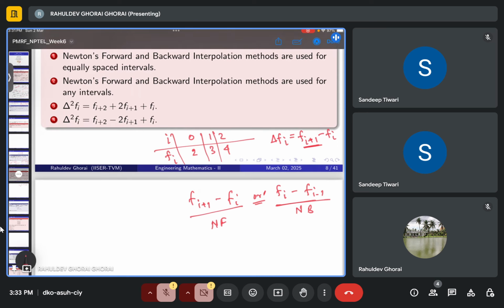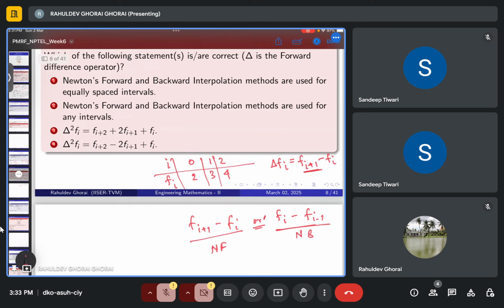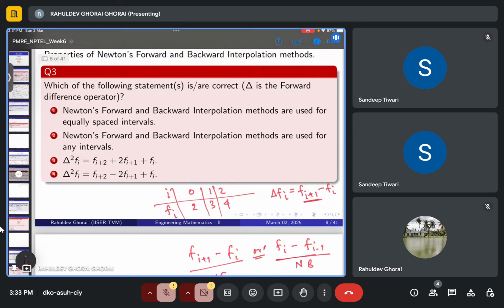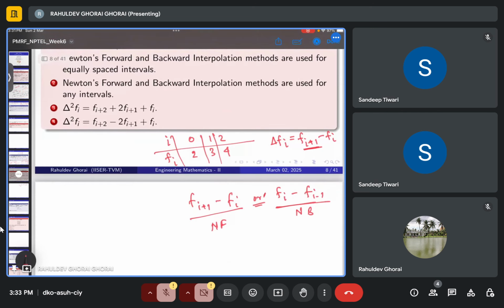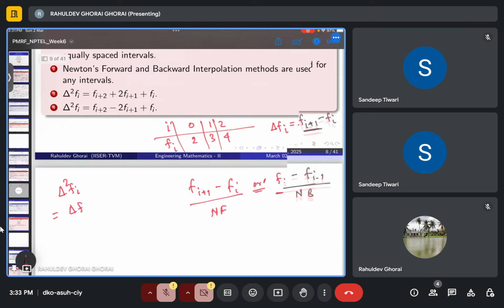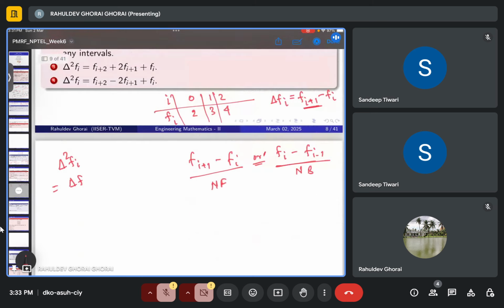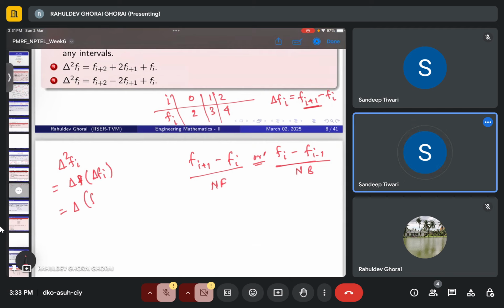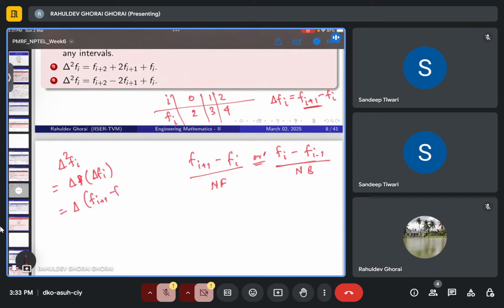But those are used for equally spaced intervals, of course. And when you take del to phi, del is the forward difference operator in this case. So del of phi is phi plus 1 minus phi.